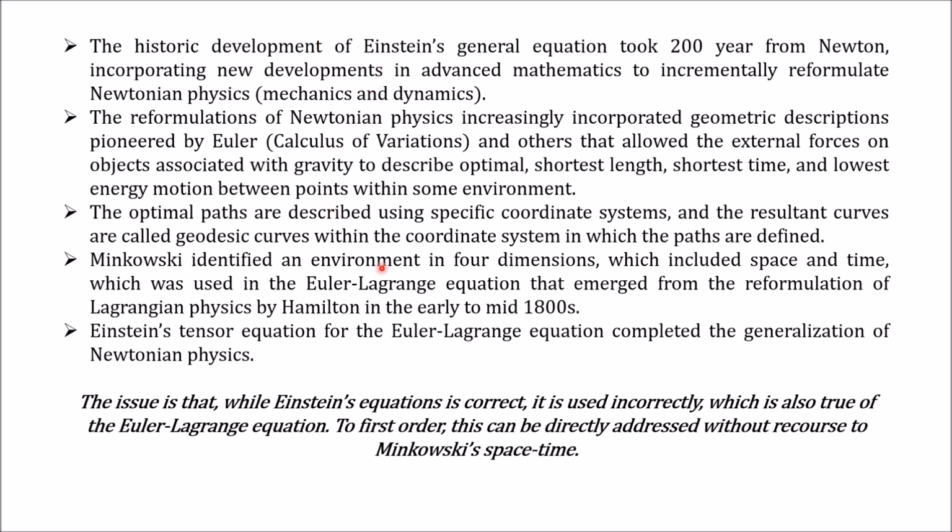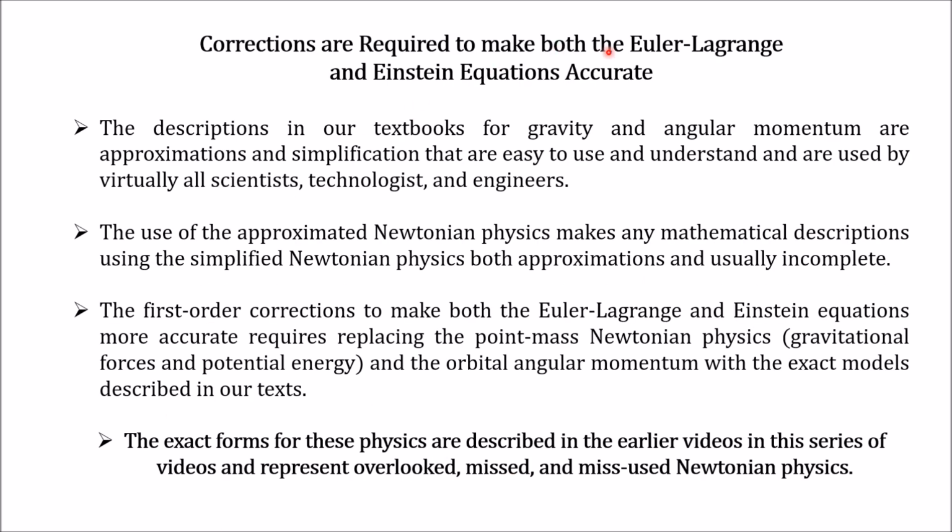So this is just some general background. I'm not going to go through it. It's just a timeline. The issue is that while Einstein's equation is correct, it is used incorrectly. Garbage in, garbage out. It is also true of the Euler-Lagrange equation. To first order, this can be directly addressed without recourse to Minkowski's spacetime, which is now called the Lorentz metric. So the correction is required to make both the Euler-Lagrange equation and Einstein's equations accurate.